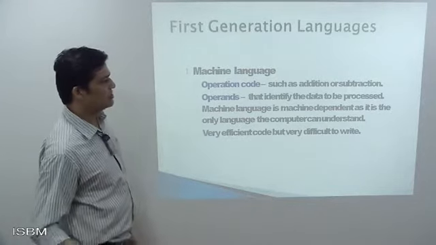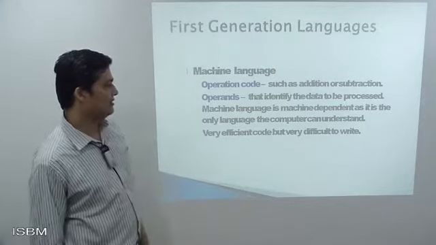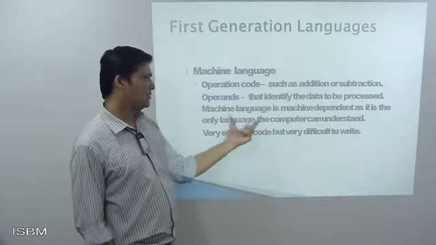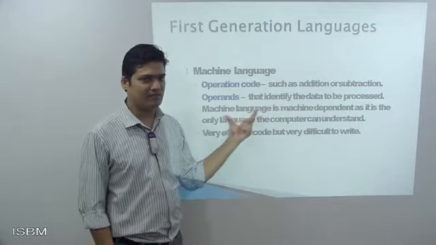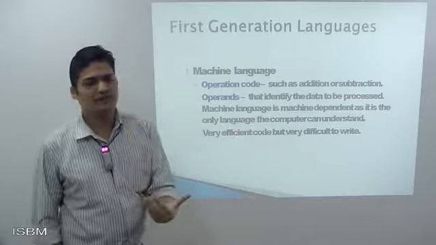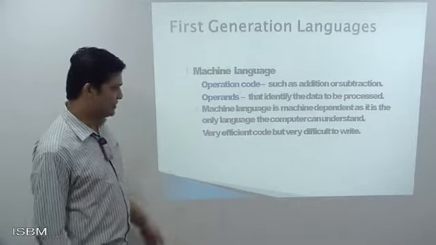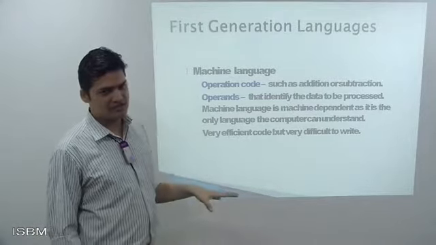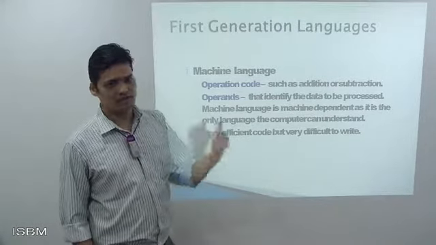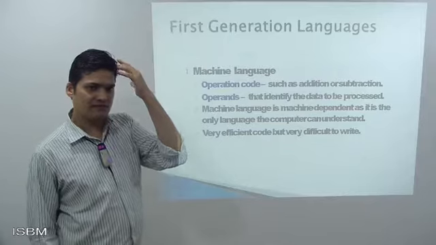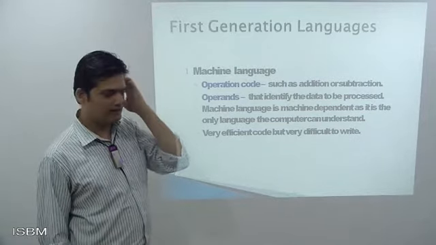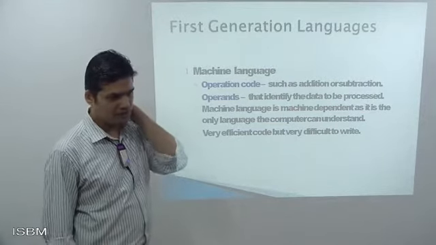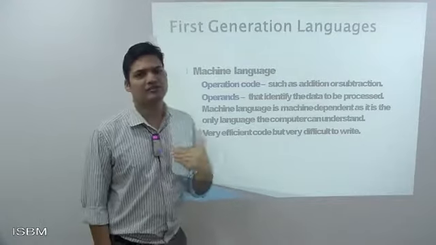Machine language is machine dependent. It is the only language that computer can understand. You cannot understand this kind of language. Only the system can understand. Very efficient code, but very difficult to write. Its efficiency is very high, but it is very difficult to write machine level language because it is very complex, which is not understood by human beings, only by the system.